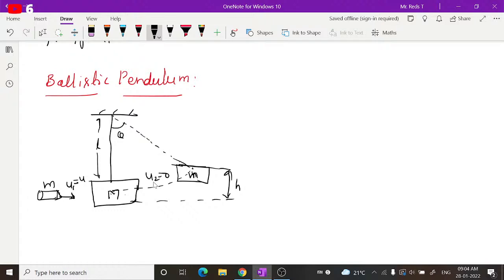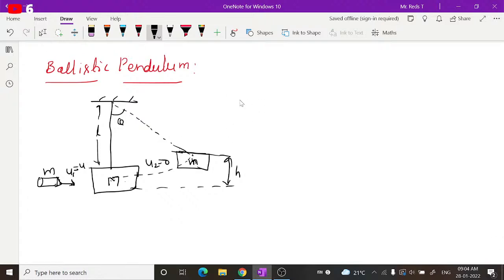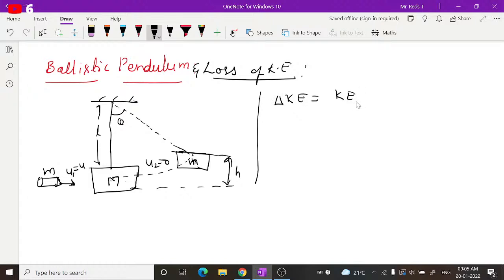For that purpose, we will follow a few steps. What are those steps? Let us see here. First, take the ballistic pendulum and loss of kinetic energy. That means how to find the loss of kinetic energy in the case of a ballistic pendulum is the point. So we know loss of kinetic energy is given by delta KE equals initial kinetic energy minus final kinetic energy. Let us consider this as equation 1. Where, what is initial kinetic energy and what is final kinetic energy, you may ask.